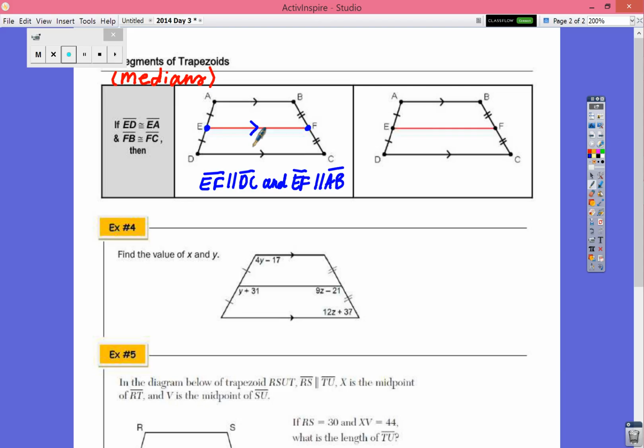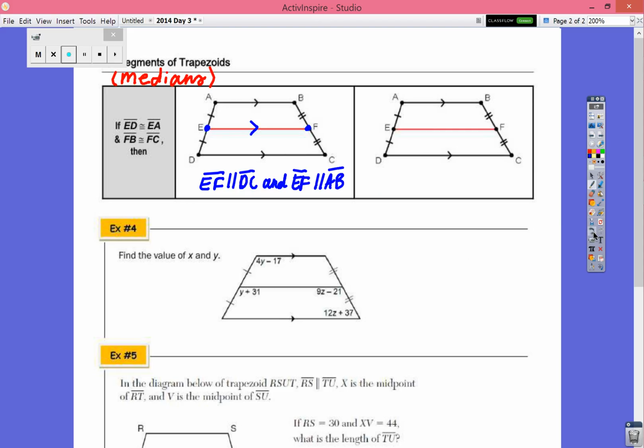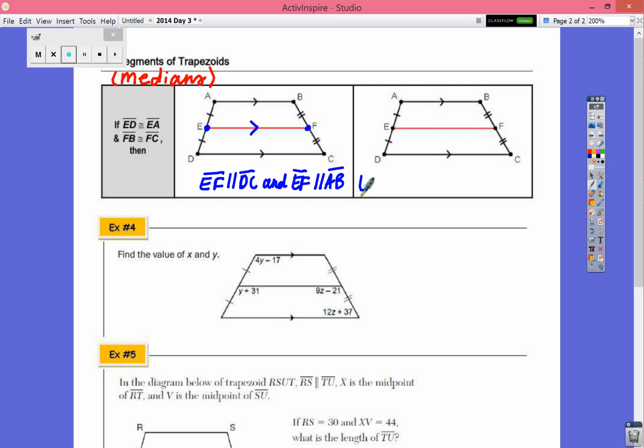The other property that we discovered is that its length is equal to half the sum of the bases of the trapezoid. So the mid-segment is 1/2 AB plus CD, or we can say that 2 times EF is equal to AB plus CD. So let's look at example number 1.